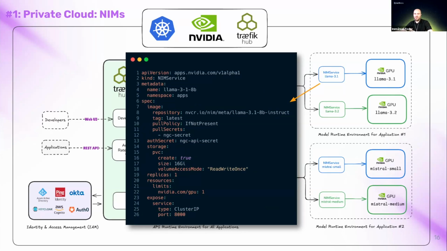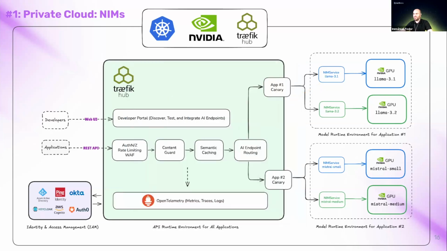You also provide some storage to the model starting from line 15, and then you can control the high availability or the replica count, which you can of course auto scale on line 19, and you allocate some GPUs, one or even more, depending on your needs, and then you expose this service inside the Kubernetes cluster. And this is where Traefik will be able to tap into with built-in service discovery, and this is how you can then expose the services.